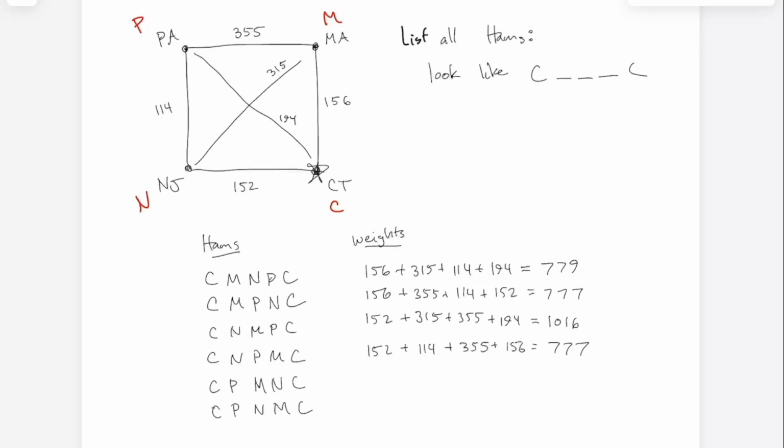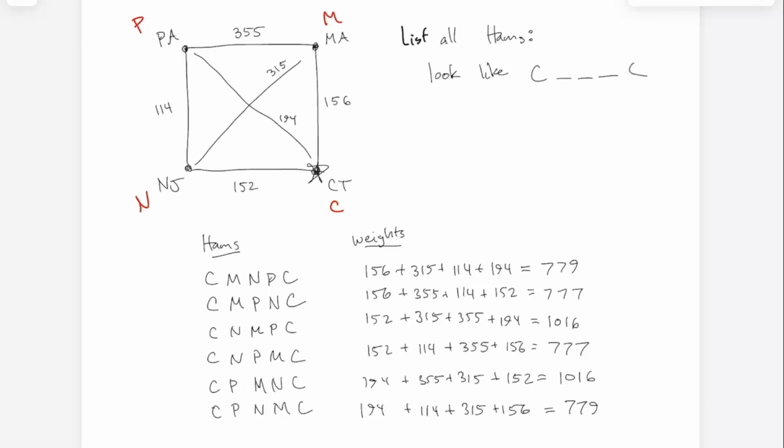For the next one, I got 194 plus 355 plus 315 plus 152. This adds to 1016. And the last one, 194 plus 114 plus 315 plus 156. And here I got 779. All right. Here ends the adding the numbers nonsense. This is kind of a pain to do, but there's nothing really hard about it. You just got to do it.